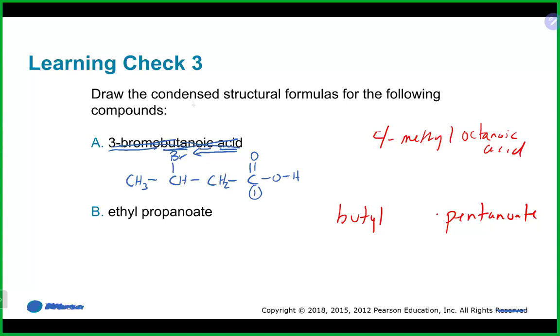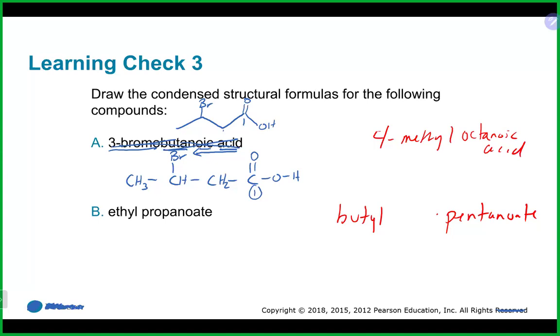Again, we can draw the line structure, which works the same way. 1, 2, 3, and 4. Once again, we can put our carboxylic acid group in there. This would be carbon 1 for me, then 2 and 3, and then we would have a bromine. If we did more of a line structure, it would look something like that. So condensed on the bottom there, line structure up on top. Any questions on that one there?